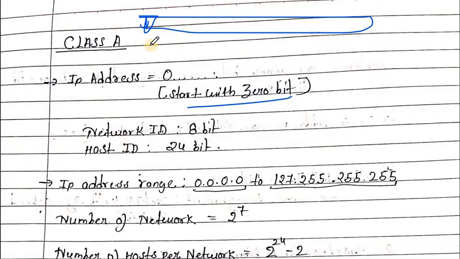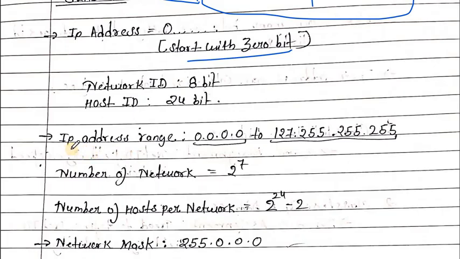And the network ID field is 8 bits. That means in the IP address there are 32 bits, so the first block of 8 bits is for network ID and the last three blocks are for host ID. That means the network ID is 8 bits and the host ID is 24 bits.